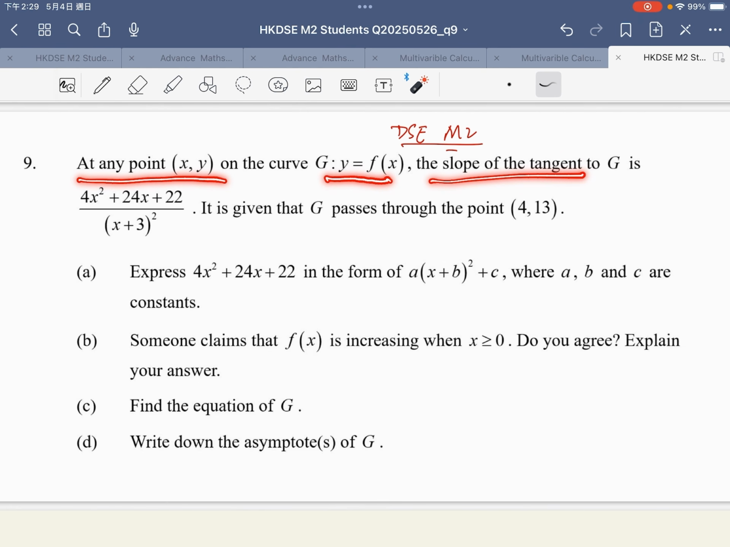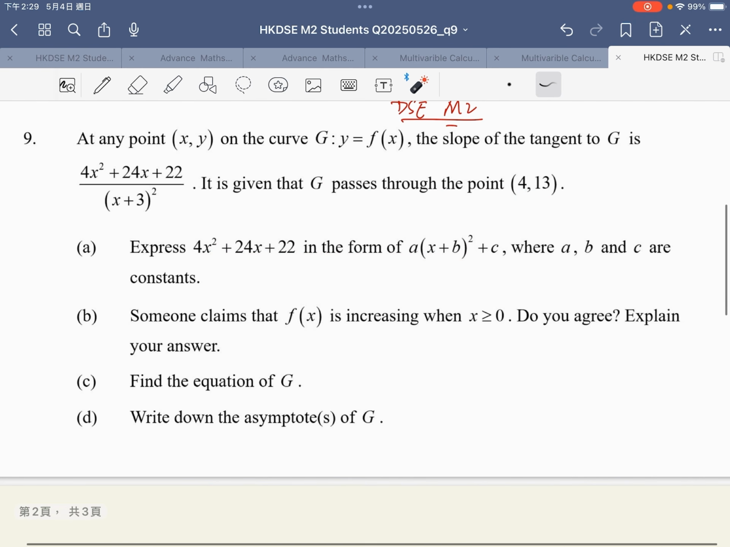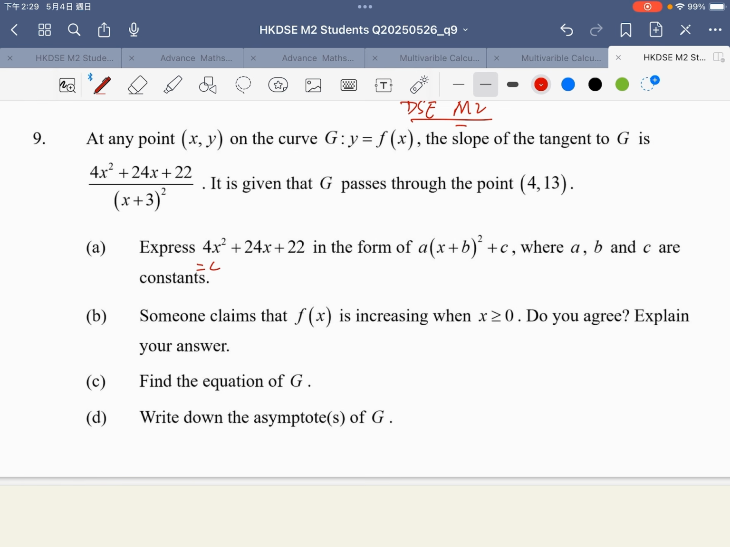At any point on the curve y equal to f, the slope of the tangent to g is equal to (4x squared plus 24x plus 22) over (x plus 3) all square. It is given that g passes through a point. By writing it expressed in the form of this one, it is actually the method of completing the square.